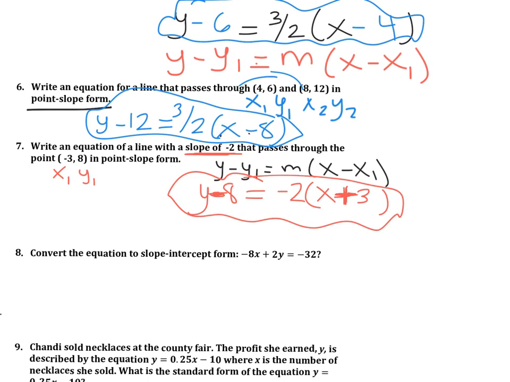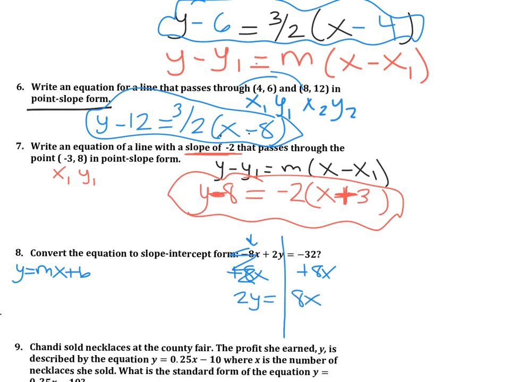Okay, for number 8, convert the equation to slope-intercept. So this is in standard form, so we are going to convert to y equals mx plus b. We have 2 steps. My first step is to move the term with the x, the -8x. Since it is positive, I am adding. -8 plus 8, they make a 0. They cancel. I still have my 2y.